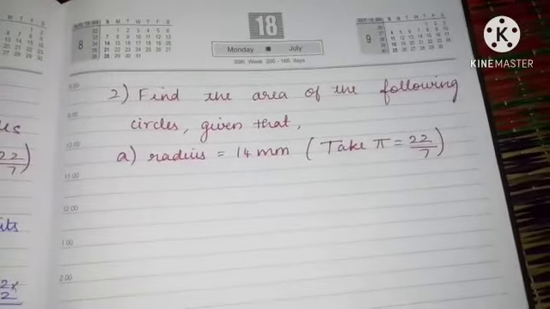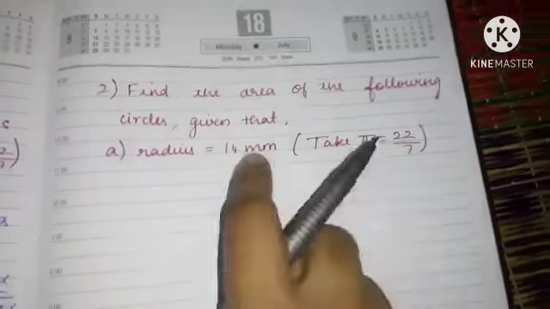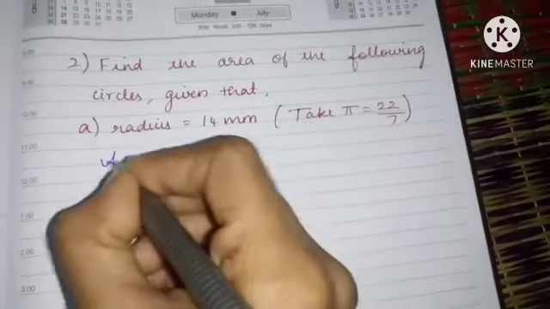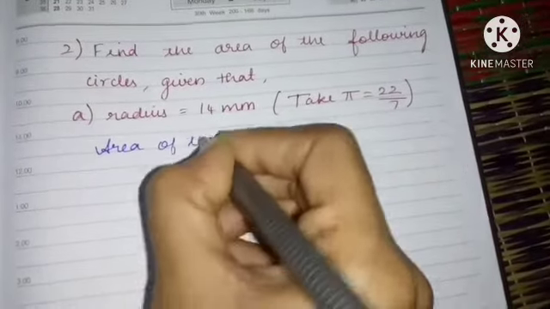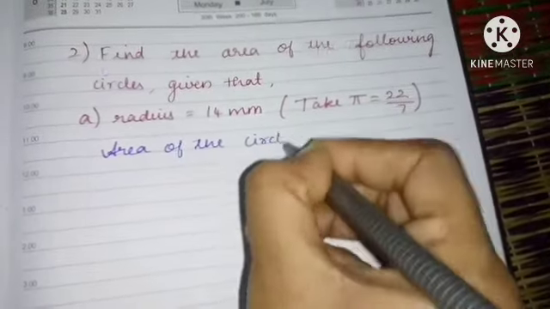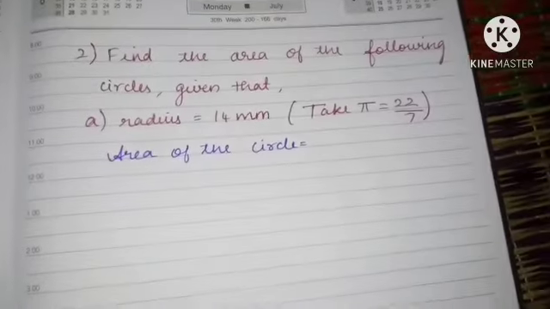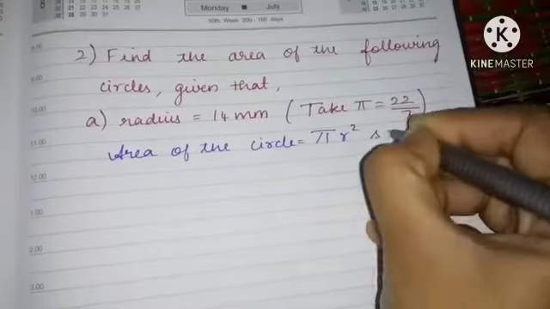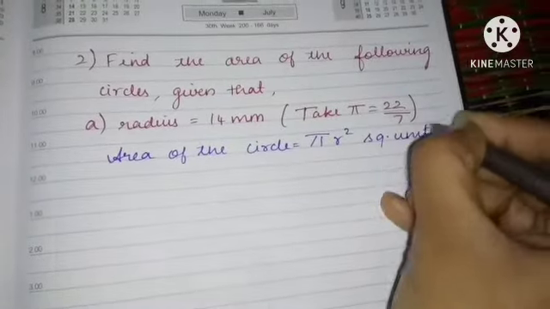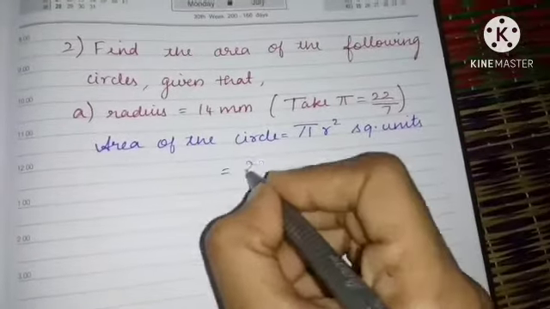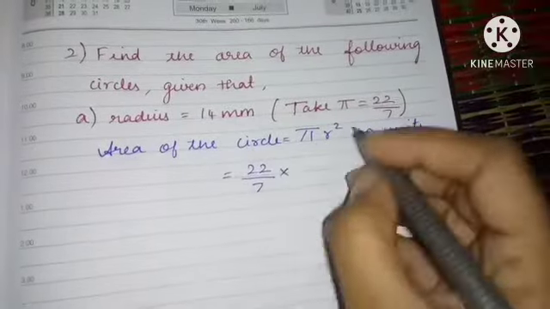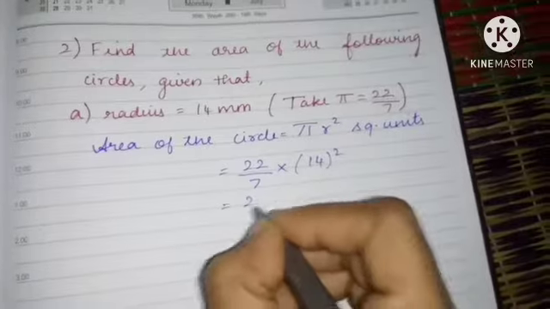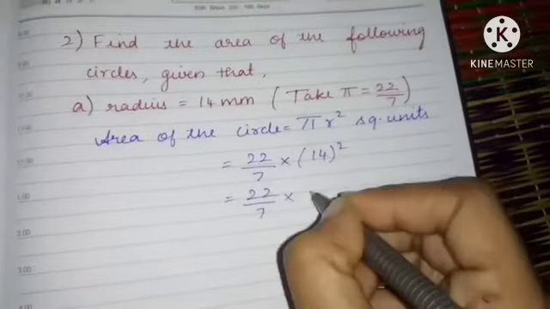So radius given here is 14 millimeter, correct? So area of the circle formula, do you remember this? Last class we derived the area of the circle formula, pi r square units. Pi value is 22 by 7 into r square, means 14 square, correct? So 22 by 7, 14 square, how will you write?